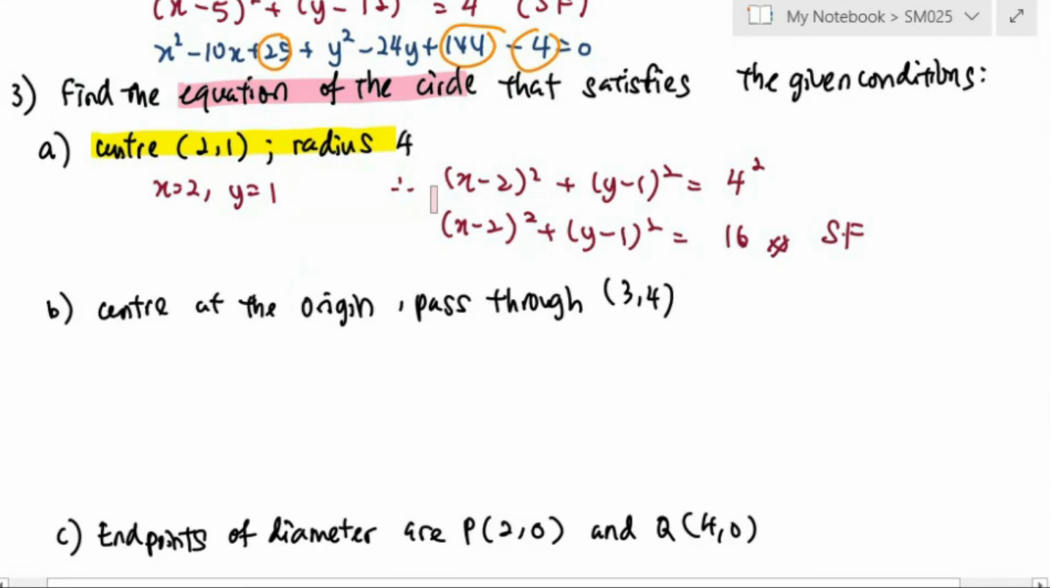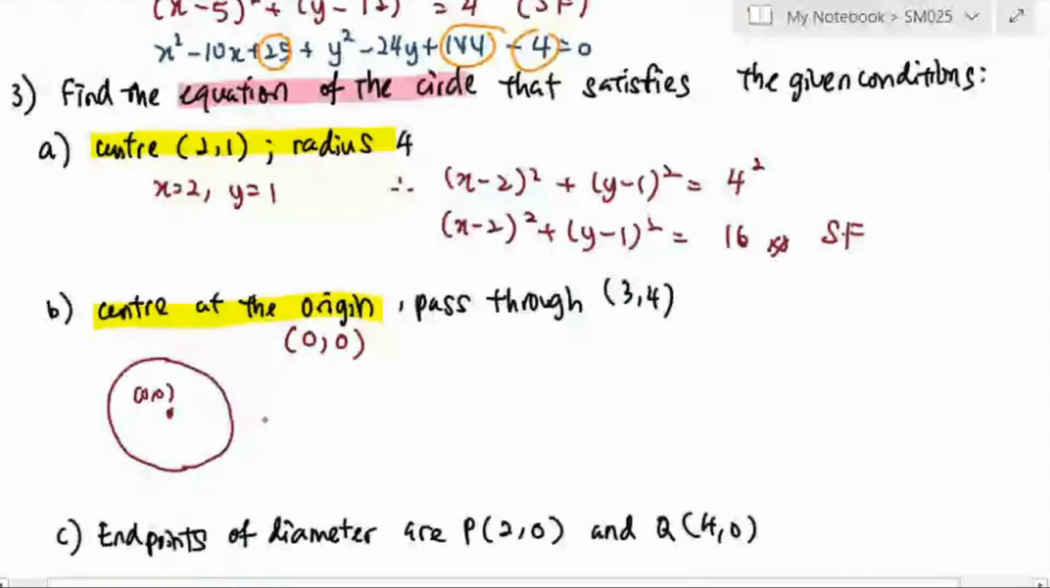b, what's the situation? Centered at the origin. They just want to test whether you understand what the origin is. Origin is the point (0, 0). And then it passes through (3, 4). In this question, they did not directly give us the radius. So we just illustrate it. Our center is (0, 0), because the most important thing is to find out our center and our radius. And then they said it passes through (3, 4).